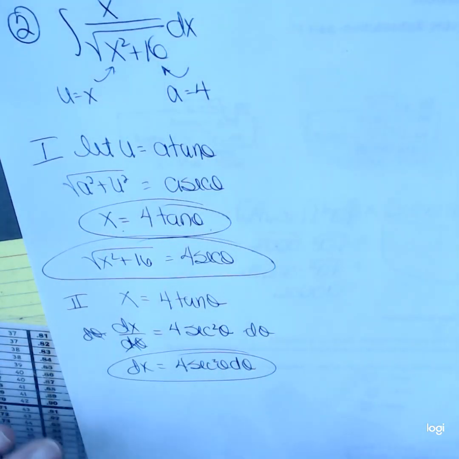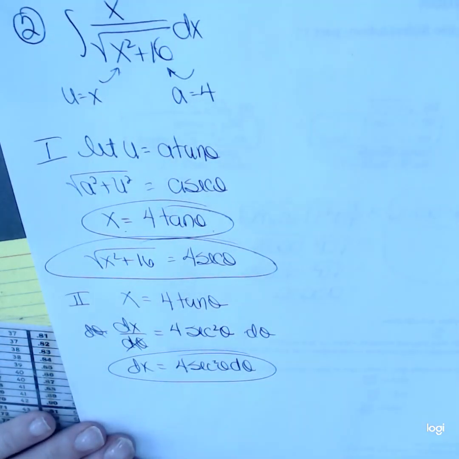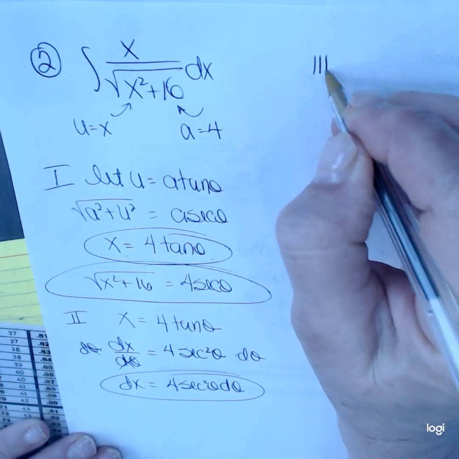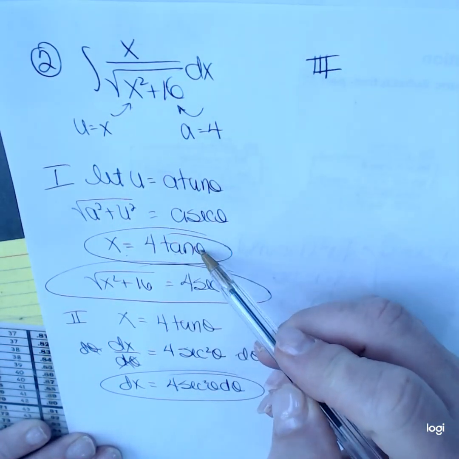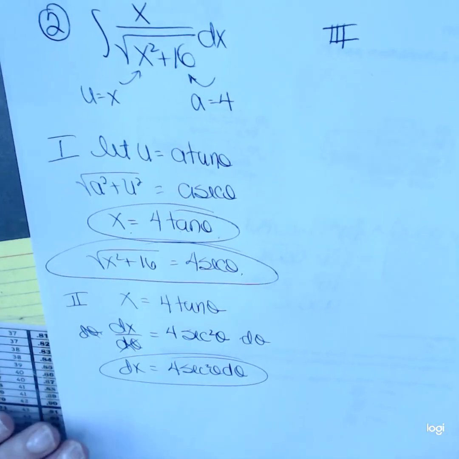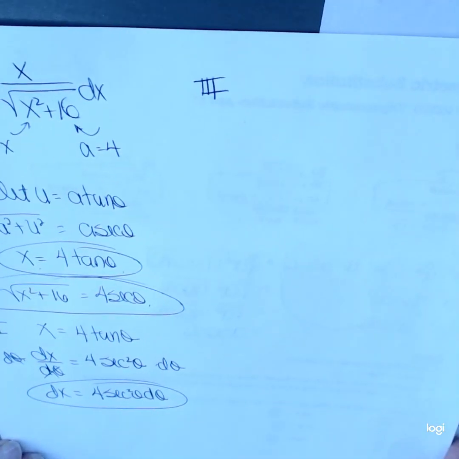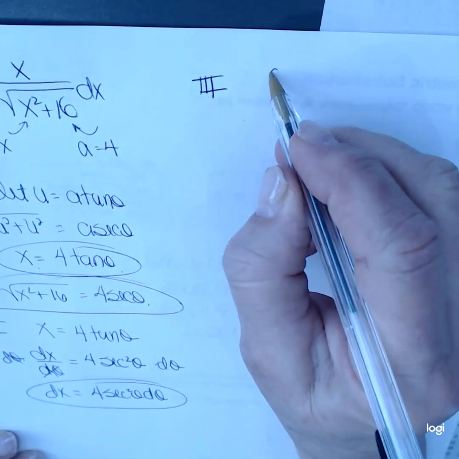We're then going to take these things and substitute them back into our original integral. That's our step 3. Everywhere we see a radical, we're going to put in a 4 secant of theta. For a single x, we're going to put in a 4 tangent of theta. And for the dx, we're going to put in the 4 secant squared of theta d theta. So we get the integral then.